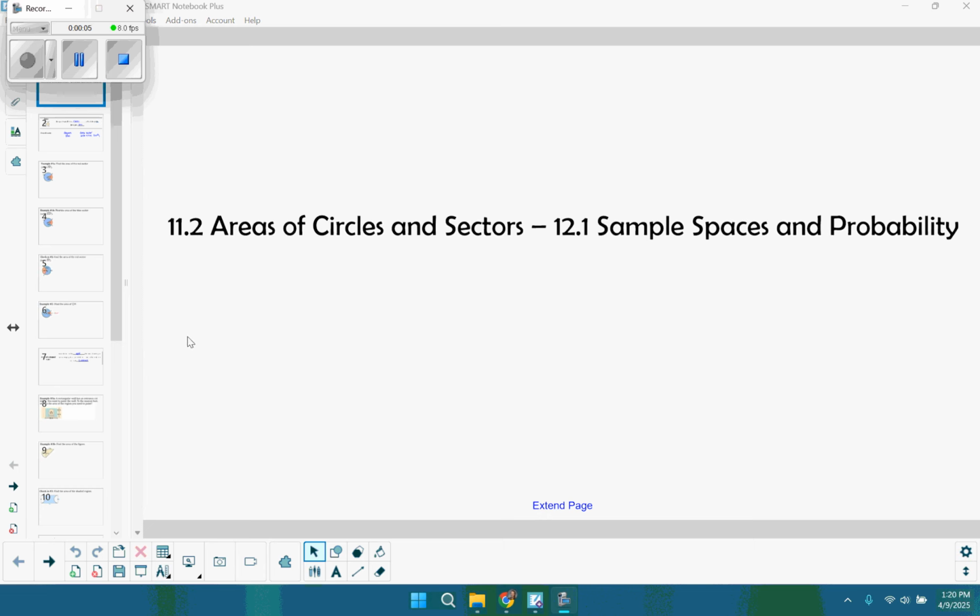This is most of lesson 11.2, areas of circles and sectors, as well as a little bit of 12.1, probability.